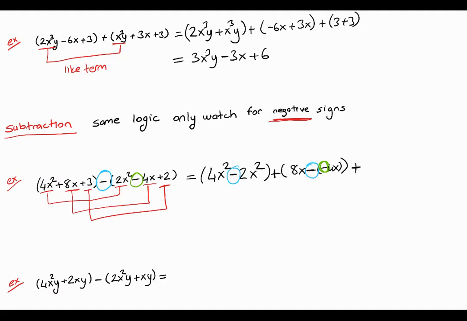And the last terms, 3 minus 2. Again, this minus is from the subtraction. So I have 2x squared here plus, and these two, when we make the operation, will become positive. So 8x plus 4x will be 12x, and plus 3 minus 2 equals 1.